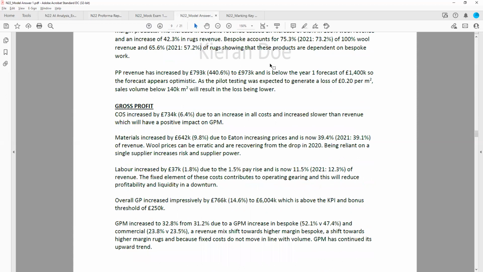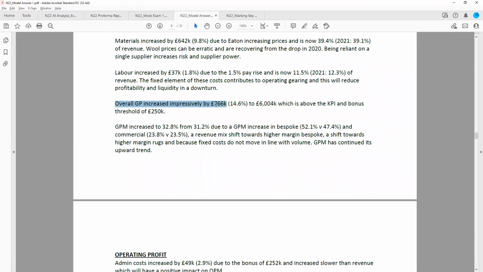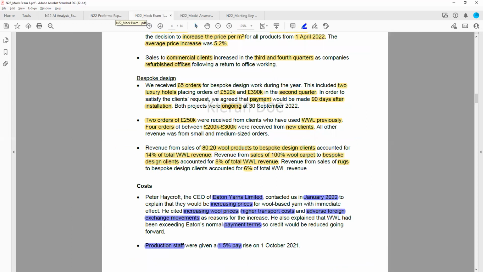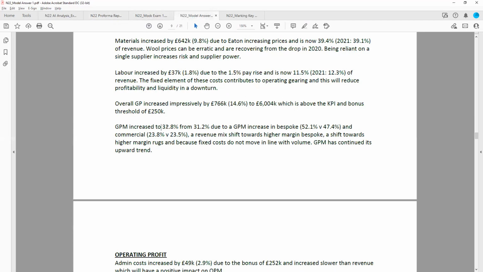So therefore we could say here that overall gross profit has increased, which is above the KPI and the bonus threshold of 250k. So I think it's definitely worth looking at the overall gross profit there. And then we can come on and look at the margin. When we're looking at the margin, has the gross profit margin gone up or down? It's gone up.